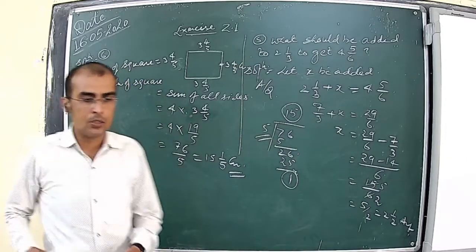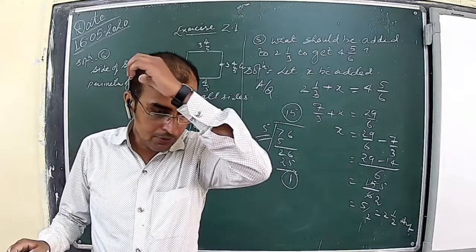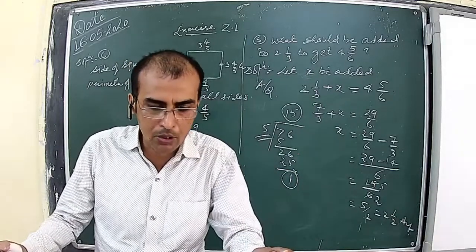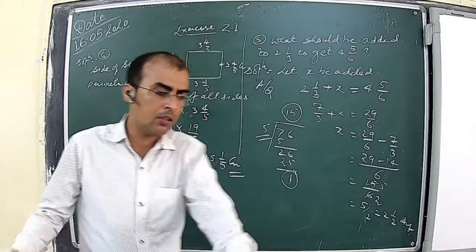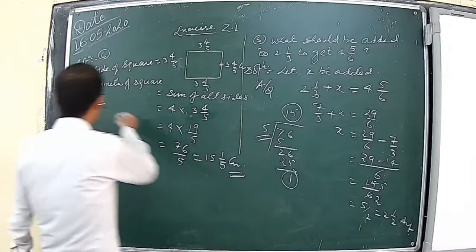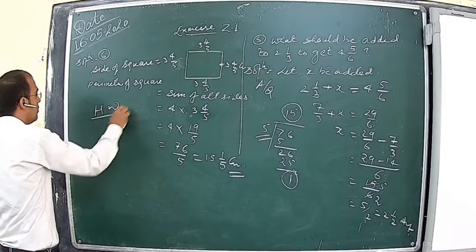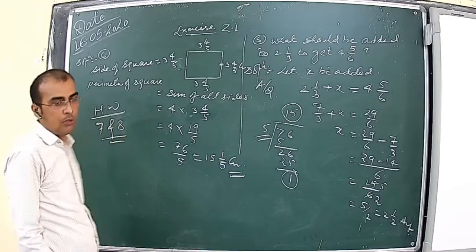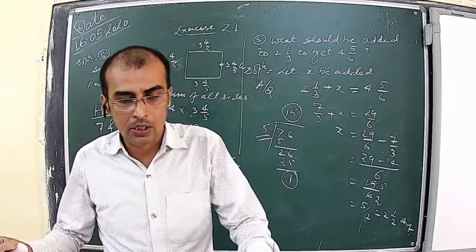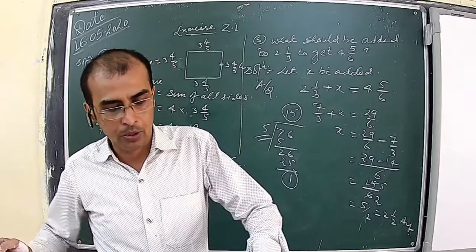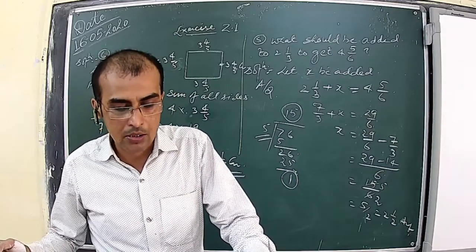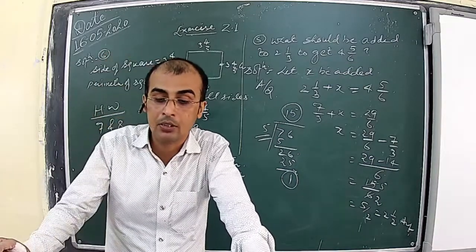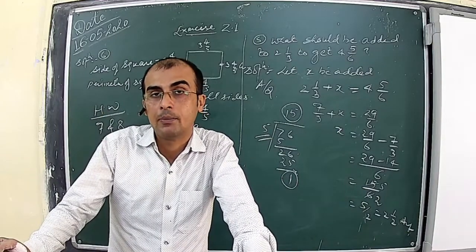Okay. So I have solved problem 6. Questions 7 and 8 are for your homework. Your homework is question number 7 and 8. You will solve them. Then this exercise 2.1 is completed. In the next class, I will start the multiplication of a fraction by a whole number. Is it clear?